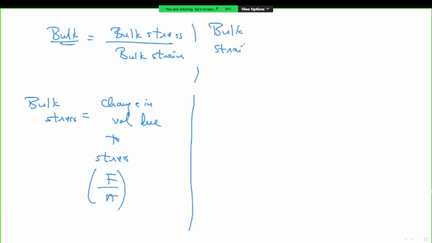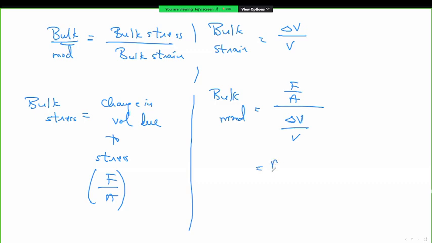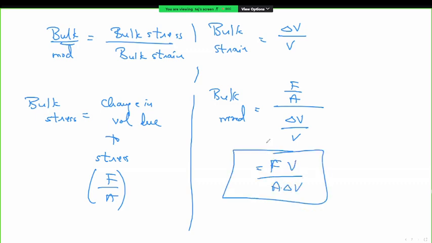Bulk strain. Now, obviously, volume. Change in volume of the body to its original volume. That is called bulk strain. Now, bulk modulus, what do you write? Stress was F by A. Strain was delta V by V. So, F into V divided by A dot delta V. This is the formula for bulk modulus. Same. You don't even think over it twice. It's the same thing. Fine.